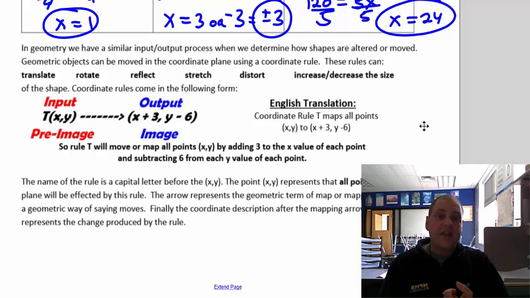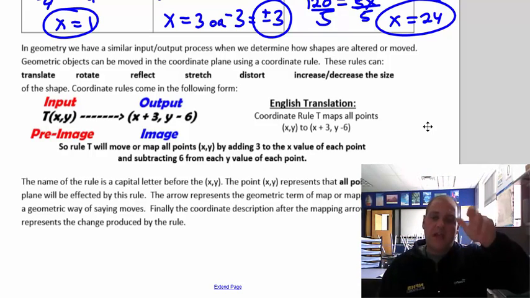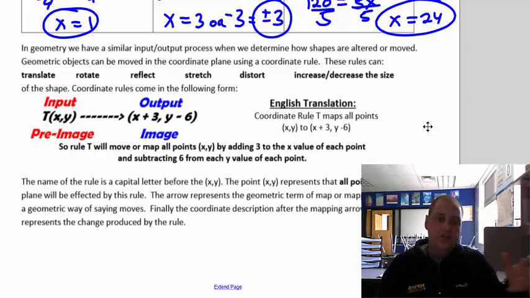It could translate the object, it could rotate, it could reflect, it could stretch, it could distort, or it could increase or decrease the size. And that's called a dilate. Those are all the different things that having a function rule, and doing it to multiple points for a shape, will do on a graph. It will flip, rotate, translate, stretch, distort, increase, or decrease the size. So here's what it looks like.